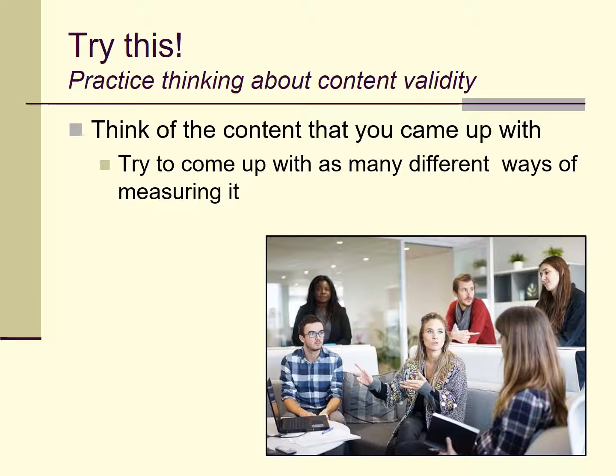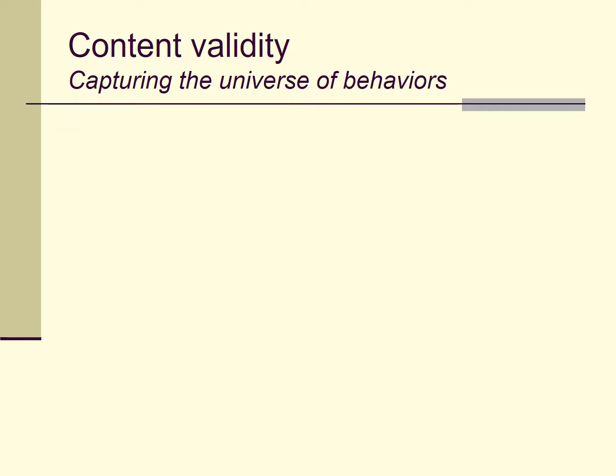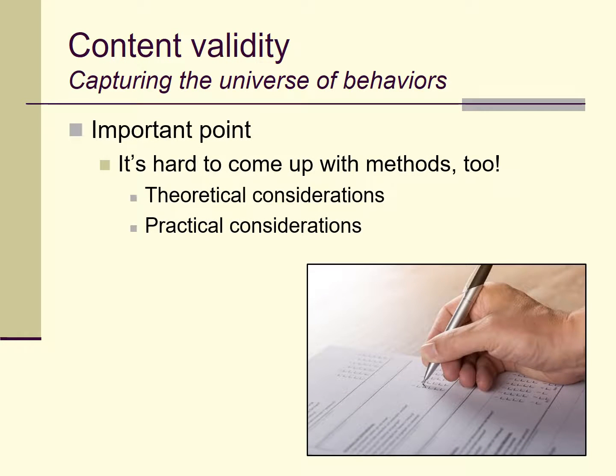I think if you do this, you'll come to the important point that it's hard to come up with content when you're concerned with content validity. It's hard to come up with methods of measurement or testing when you're concerned about content validity. It has to do with the theoretical considerations that you've made. What is the theory you have of this construct? What do you think is important about it? Also, of course, it has to do with practical considerations.